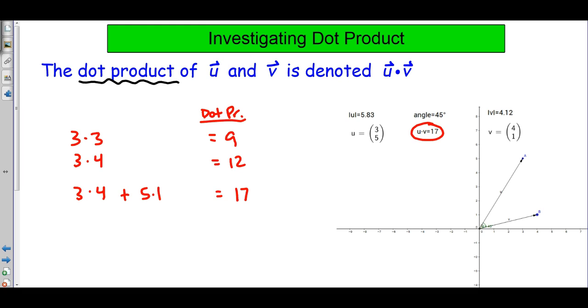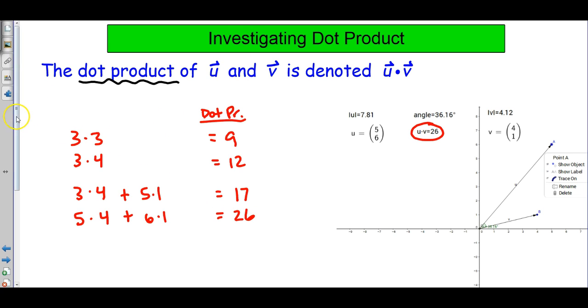All right, we'll do it one more time. Let's change one more of these components, and hopefully you see the pattern. Let's go to some nice round numbers here. Let's go to 5, 6. We can see the dot product is now 26, and that is 5 times 4, and I'm adding the product of my y components. And that gives me the dot product.